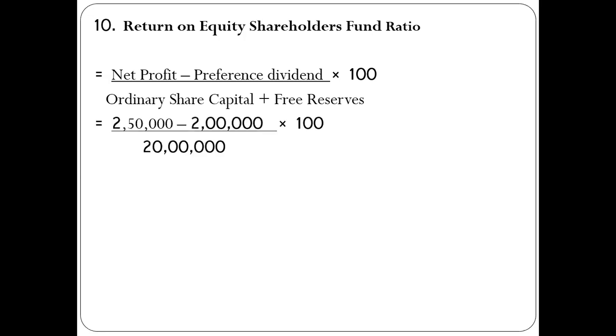So we have the net profit 2,50,000, minus the preference share dividend. Here the preference share capital is given as 20 lakh and it is 10% preference share capital. So we have to calculate the amount of preference share dividend, that will be 20 lakh into 10%, and that is 2 lakh. So we have to minus 2 lakh from 2,50,000 and divide this by 20 lakh. So we'll get 50,000 divided by 20 lakhs into 100, and we'll get the answer 2.5%.